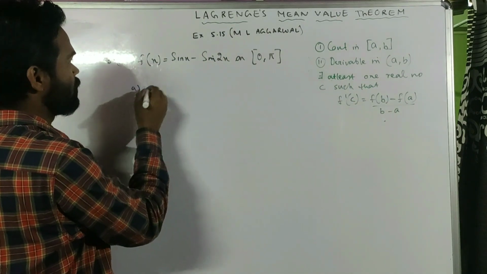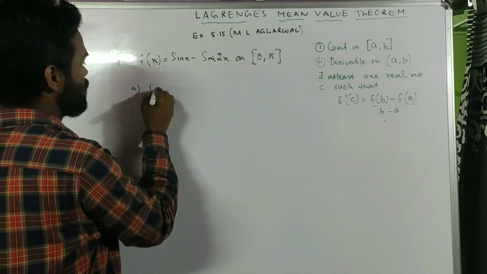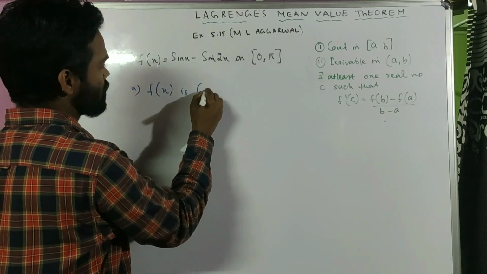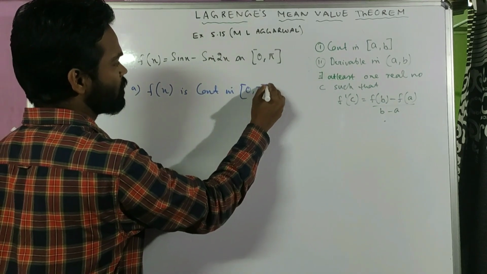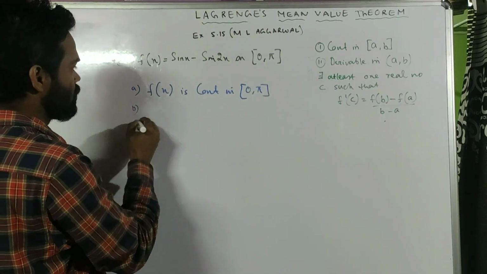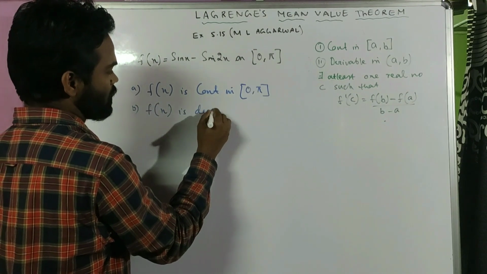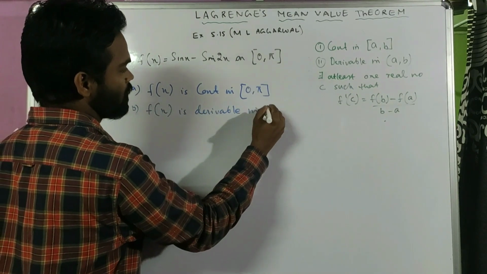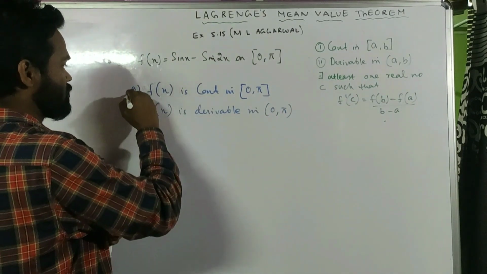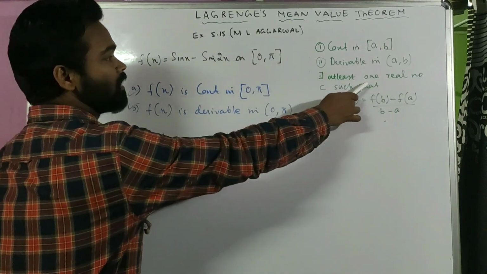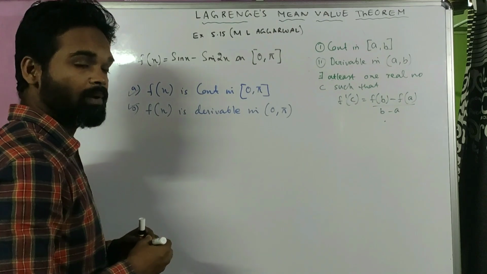First thing, we know sine function is continuous between 0 and pi, which means fx is continuous in closed interval 0, pi. We don't have to prove this, okay? Clearly it is derivable also. fx is derivable in open interval 0, pi, which means if these two conditions are satisfied, there exists at least one real number c such that f dash c equals fb minus fa by b minus a.